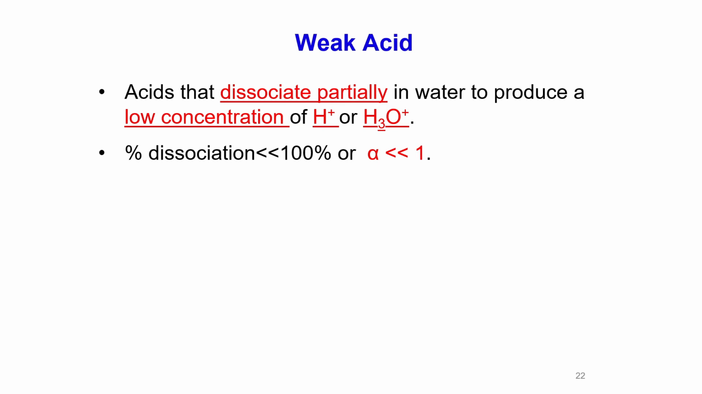Okay, so weak acid. Just now we have already defined strong acid. Strong acid completely dissociates. So weak acid is an acid that dissociates partially in water to produce a low concentration of H+ or H3O+, where the percentage ionization is less than 100%, which is alpha is less than 1.